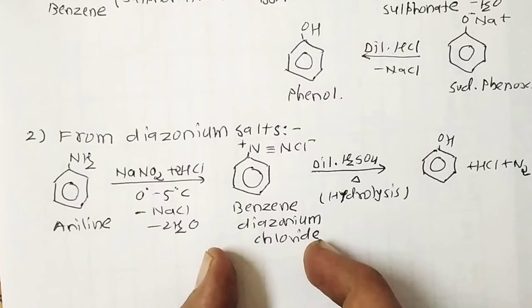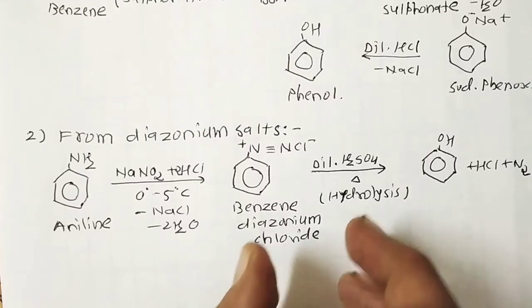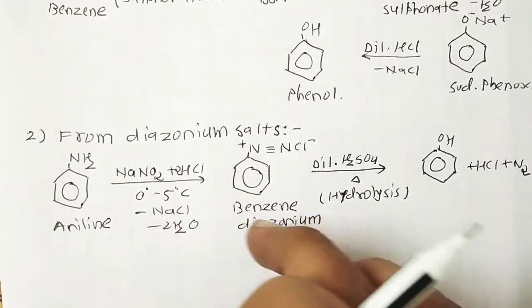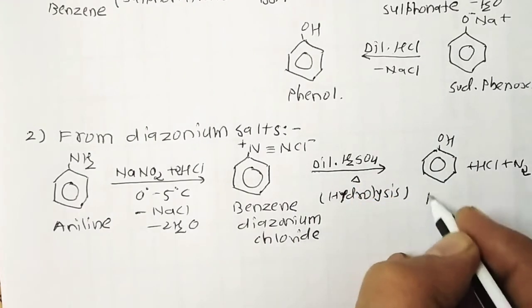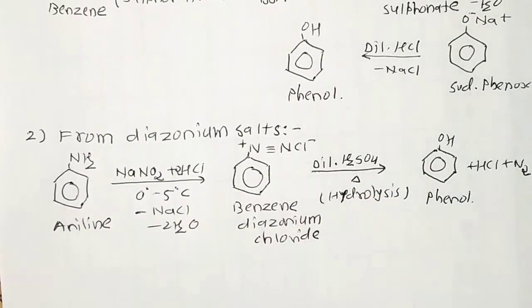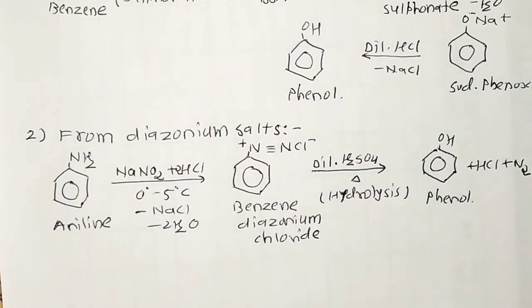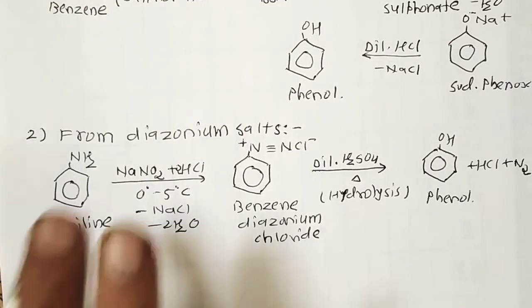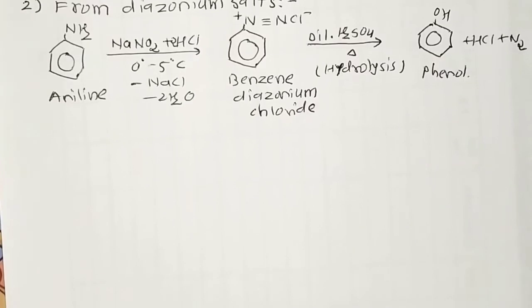When this benzene diazonium salt solution is warmed with water or dilute acid, it undergoes hydrolysis and converts into phenol. So this is point number 2, the second method given in your book. Now the third method is given from haloarene. So there are 4 different methods. These two methods are used for laboratory purposes.